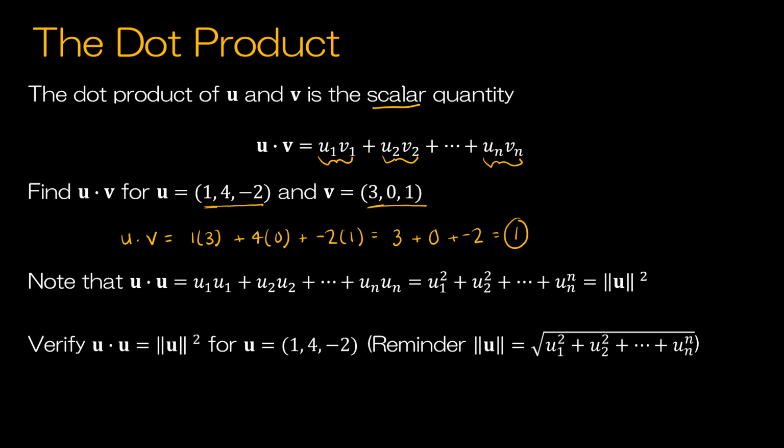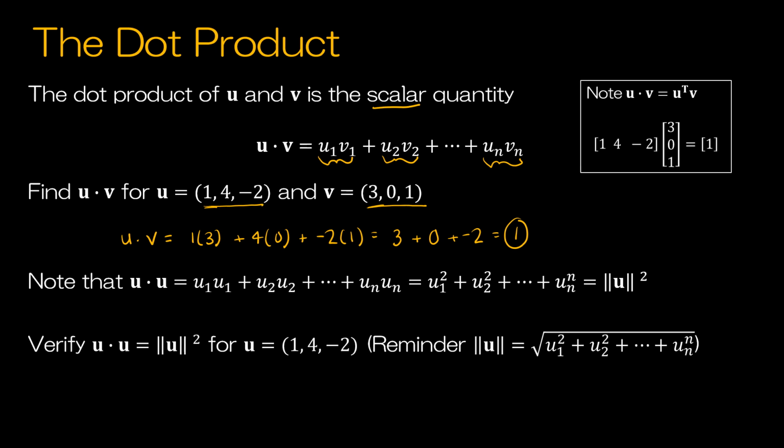Now, that's one way to think about it. The other way to think about it is that I can also multiply u transpose v. So I can think about 1, 4, negative 2, multiplied by 3, 0, 1, and again I'm going to get the same value. 1 times 3 is 3, 4 times 0 is 0, negative 2 times 1 is negative 2, add them together and I get 1.